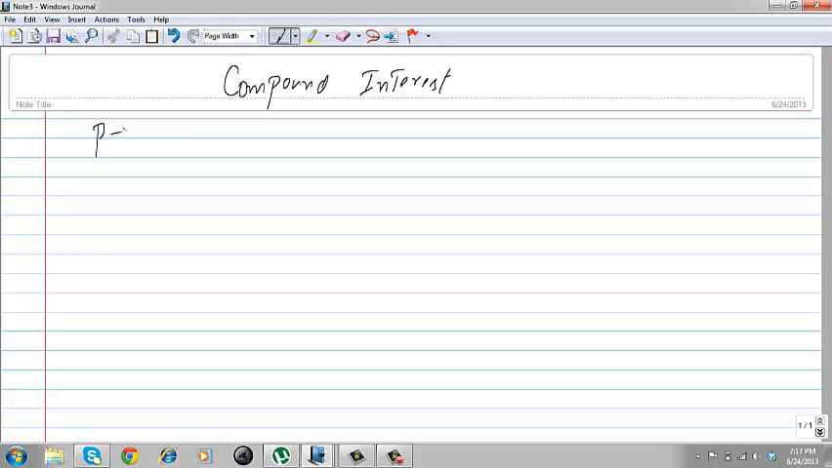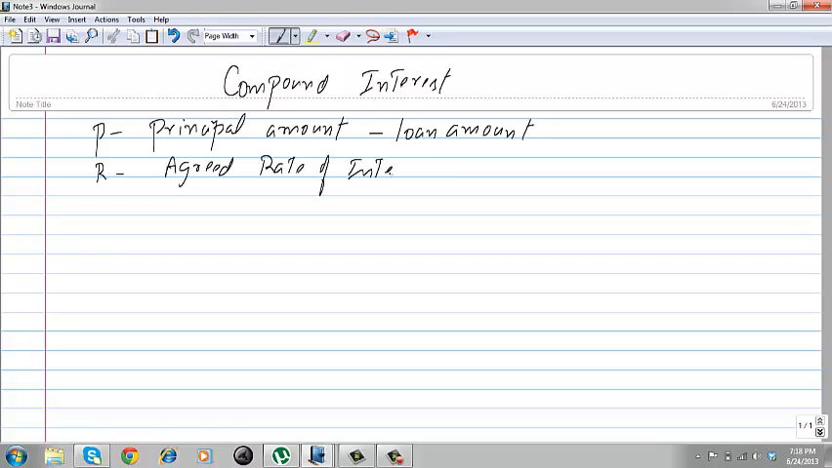The first term is P, which is the principal amount. This is nothing but the loan amount. Next is R, which is the agreed rate of interest. Suppose it's 5%. That means for every rupees 100 borrowed, the interest per annum would be rupees 5.